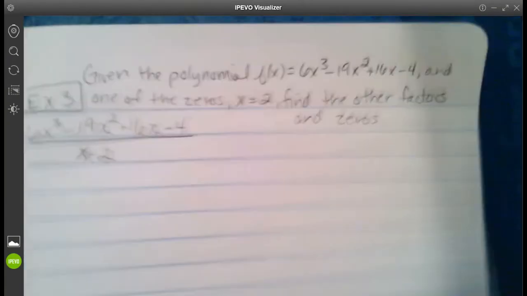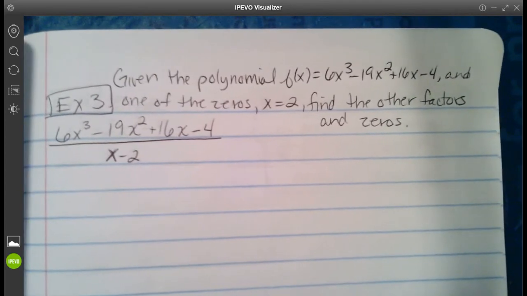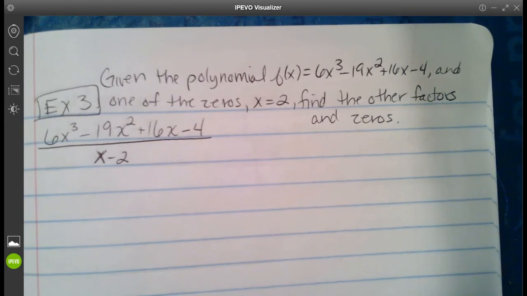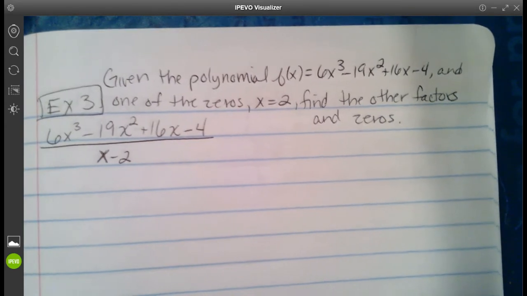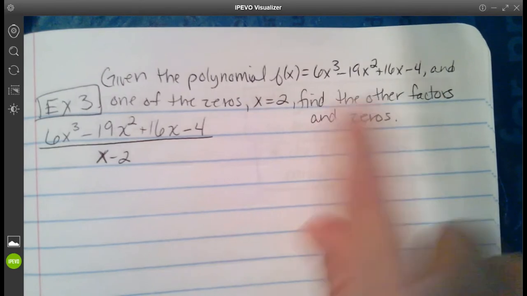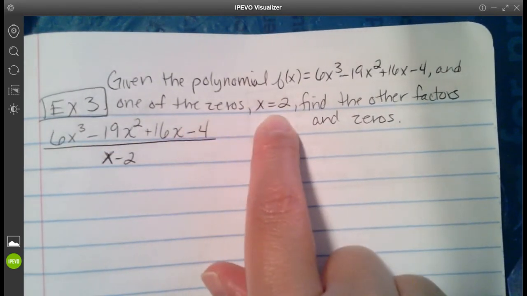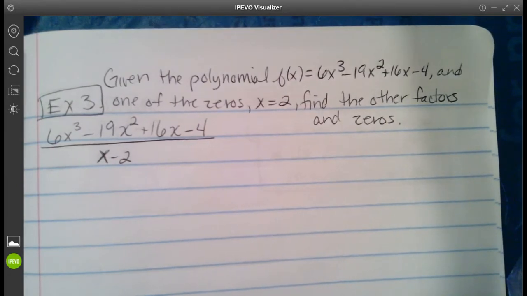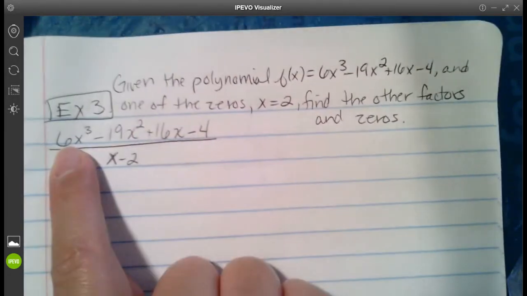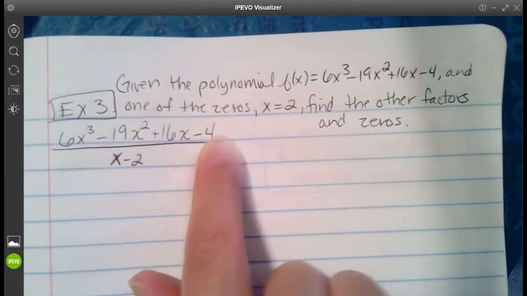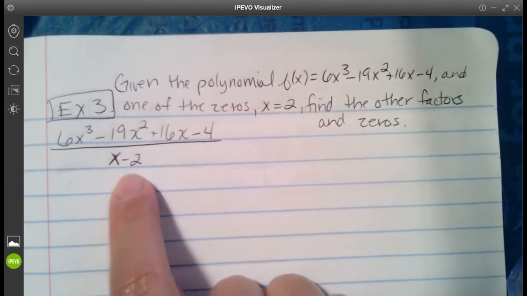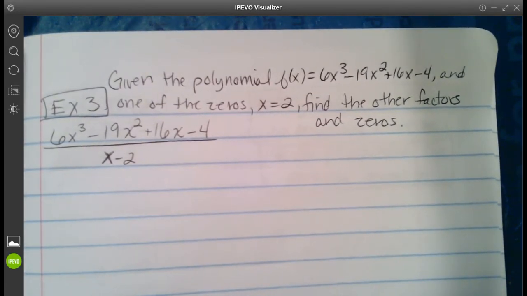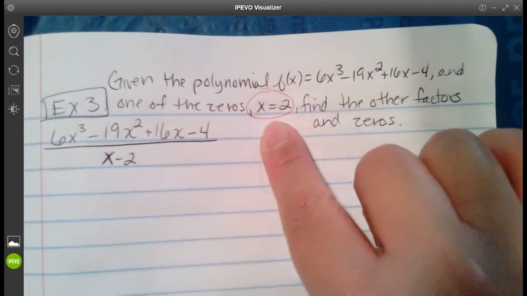Don't remember what I put here. Example number 3. Okay. So this is going to go a little bit more into the zeros and the factors. It says, given the polynomial f of x is equal to all of this, and one of the zeros, x equals 2, find the other factors and zeros. So I started the setup for you here. I went ahead and said, well, we're going to take the bigger polynomial and divide it by x minus 2. This is x minus 2 because the factor is coming off of this right here.